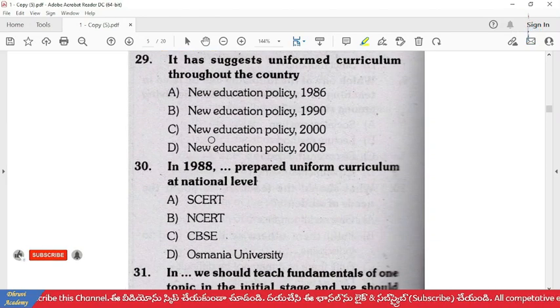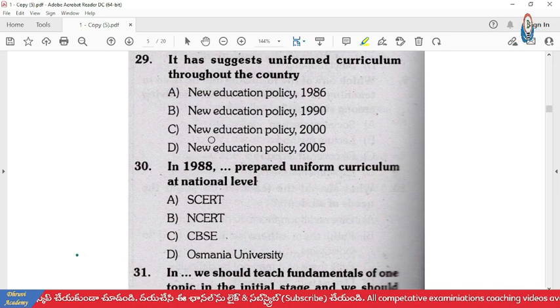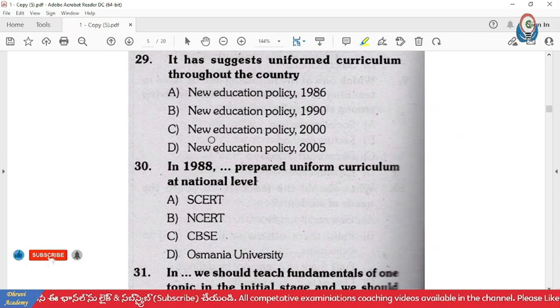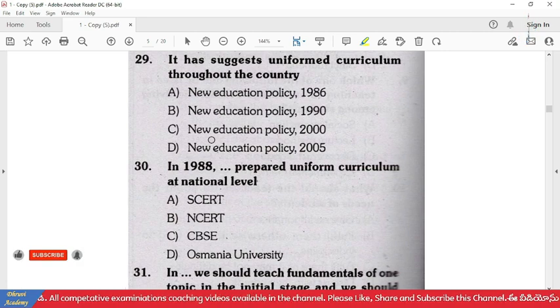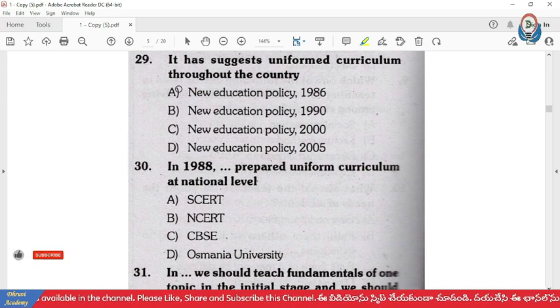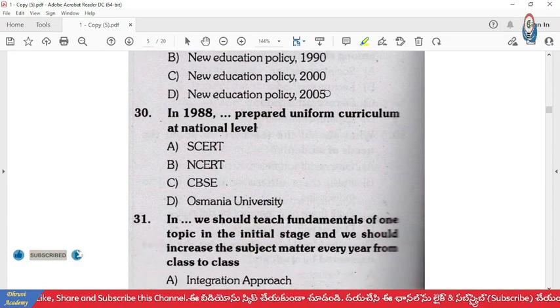Which policy suggested a uniform curriculum throughout the country? A. New education policy 1986, B. new education policy 1990, C. new education policy 2000, D. new education policy 2005. They suggested a uniform curriculum throughout the country. Its answer is new education policy 1986.